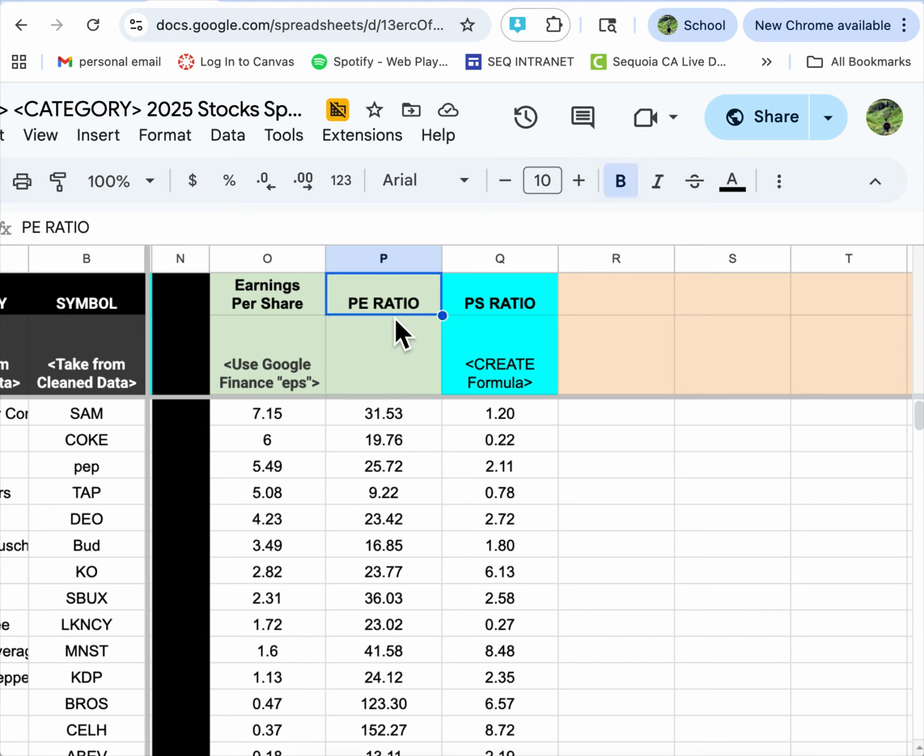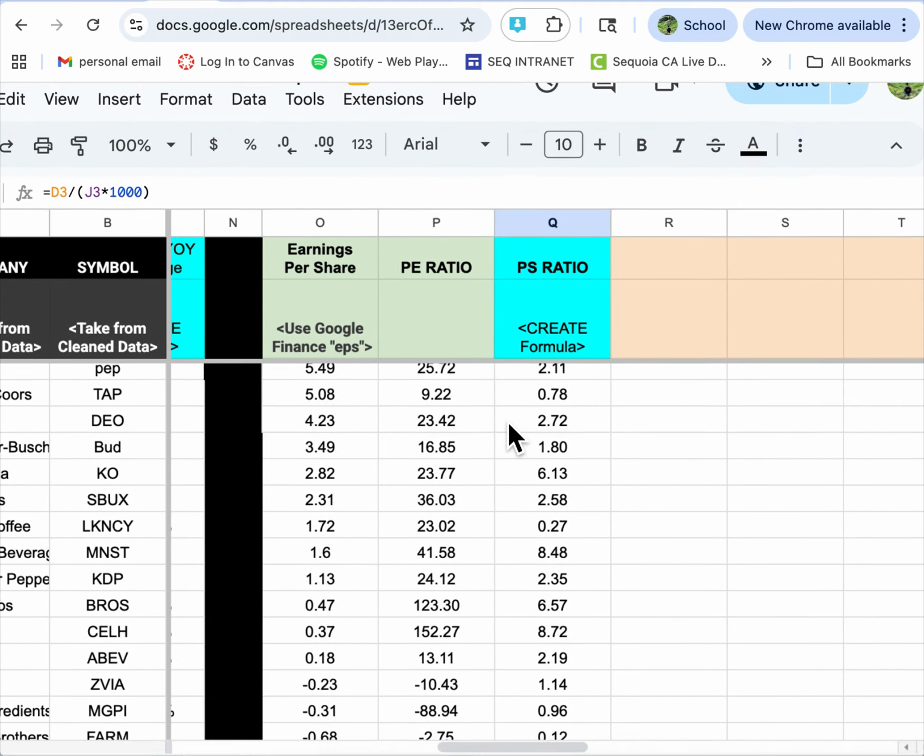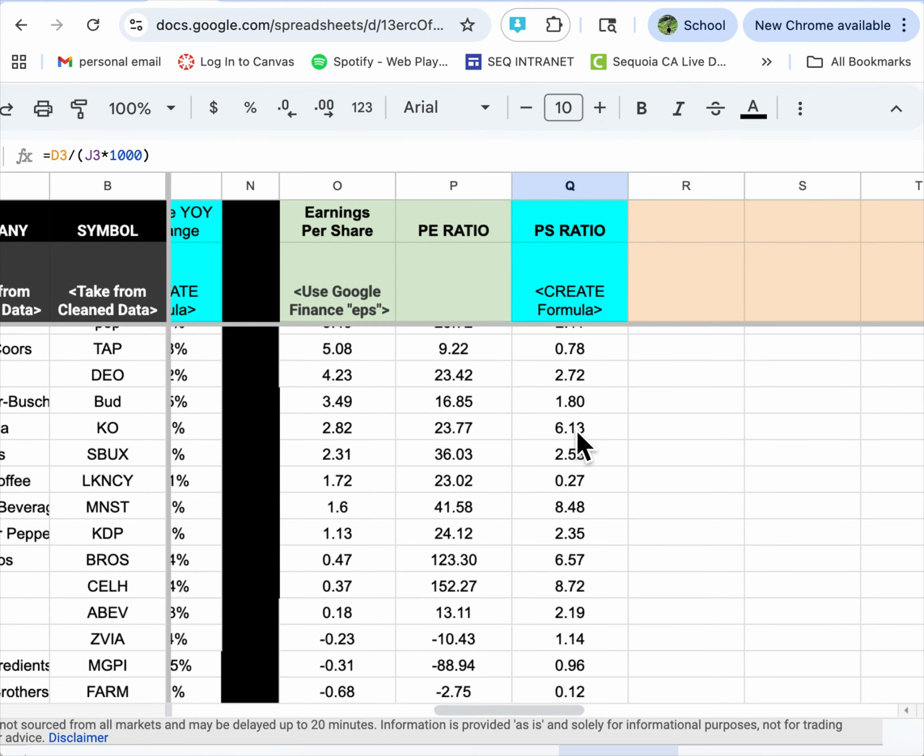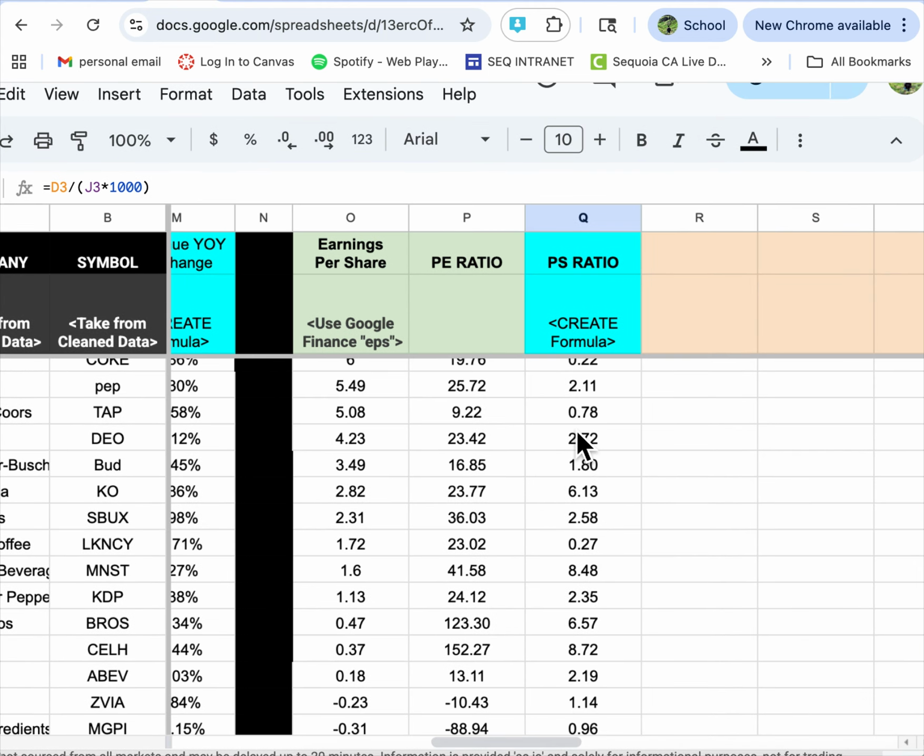So typically PE ratio is good when you have companies that have been around for a while and they're in the swing of things. They're not going to be building new factories anytime soon. PS ratio is good for brand new companies, pretty new companies, companies that are growing really fast but are spending money to build the business.